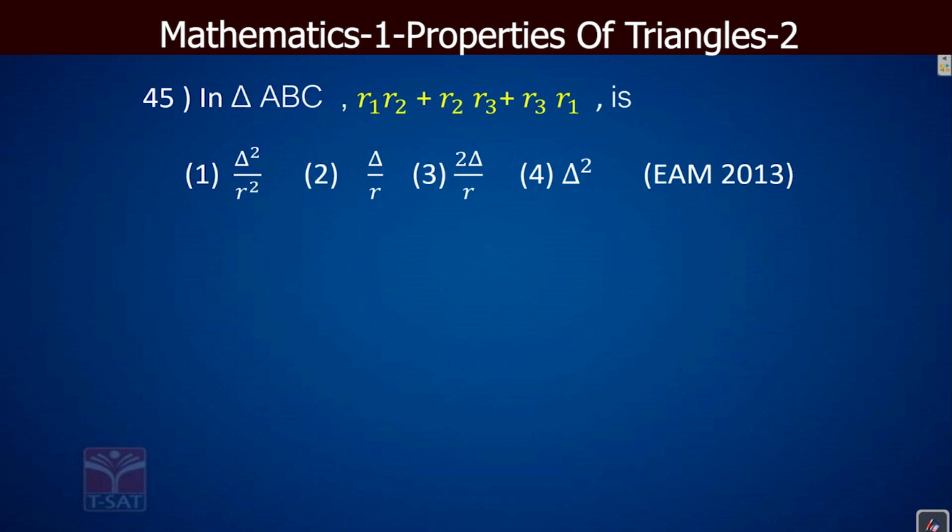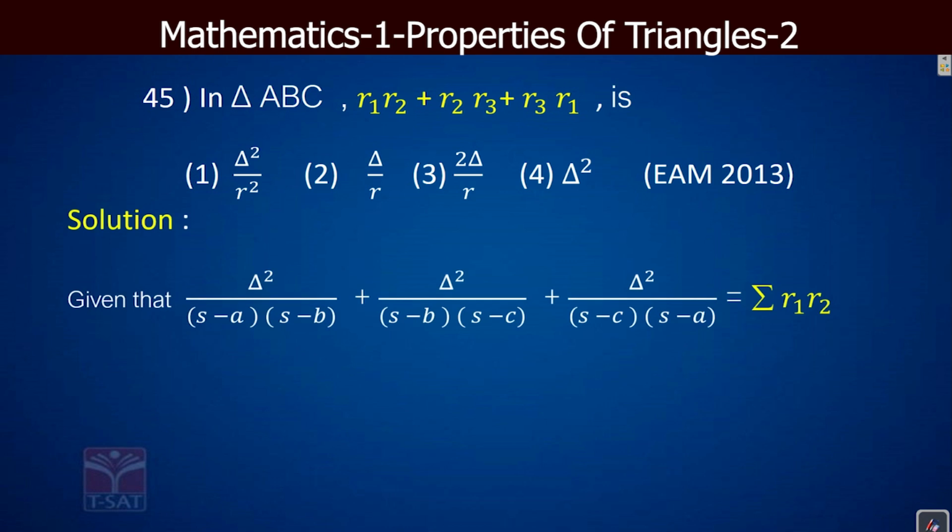Right, 45. In triangle ABC, r1r2 + r2r3 + r3r1 is: 1) delta square by small r square, 2) 2 delta by small r, 3) 2 delta by r, 4) delta square. So, EAPCET 2013. Now, the given expression is sigma r1r2. r1 is equal to delta by s − a, r2 is equal to delta by s − b, and r3 is equal to delta by s − c.